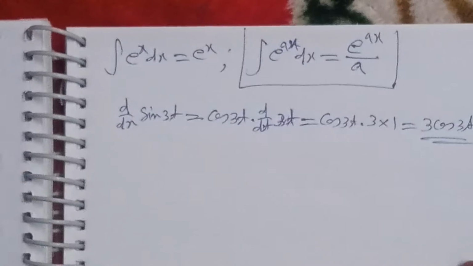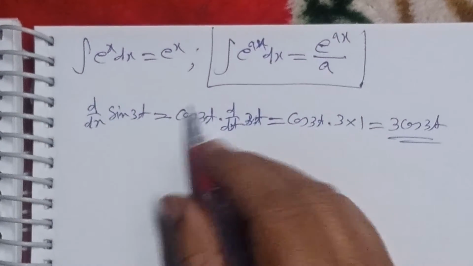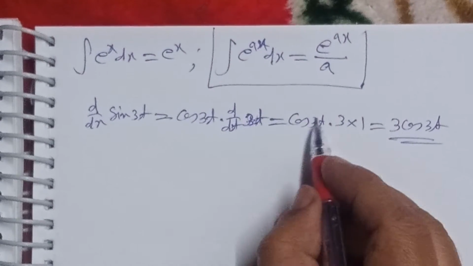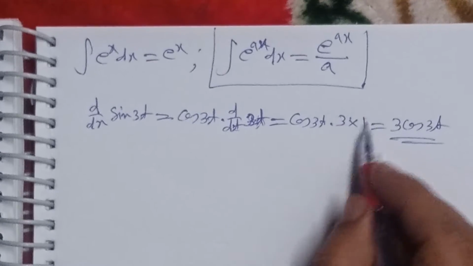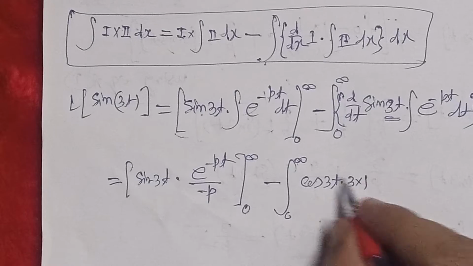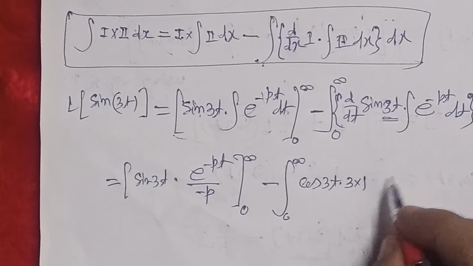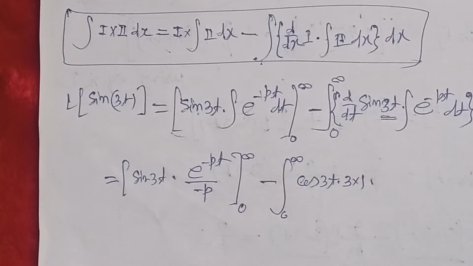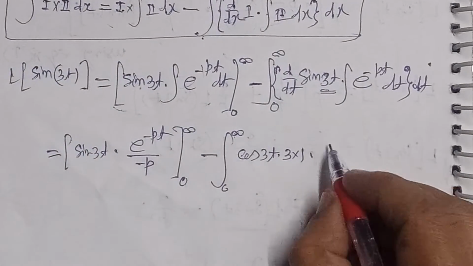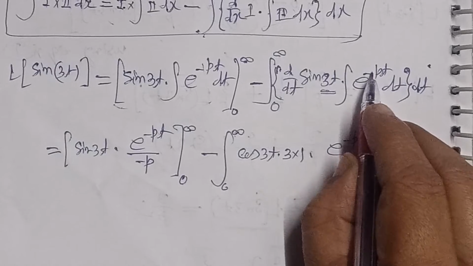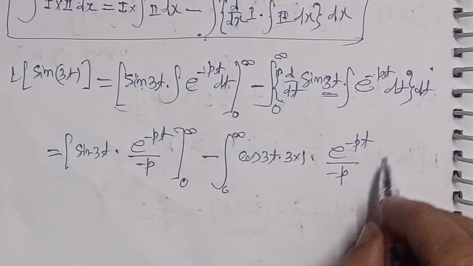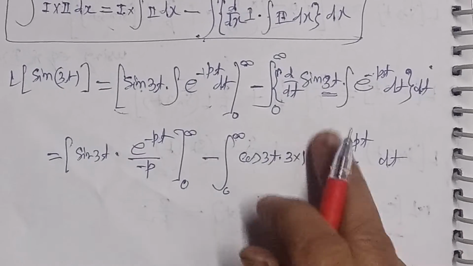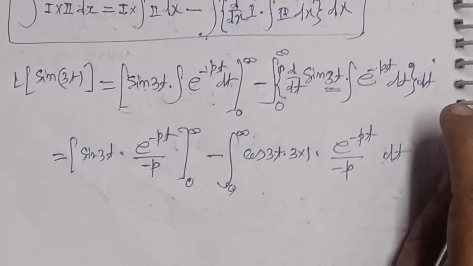I use this value. Cos 3t is right here, and I take out 3 from the sign of differentiation, and differentiation of t with respect to t is 1. This is equal to 3 cos 3t. So I write 3 cos 3t, differentiation of this, and integration of this value I already wrote here. So use this value e to the power minus pt, and coefficient of t is minus p divided by minus p, and the product of these values integrate from 0 to infinity with respect to t.